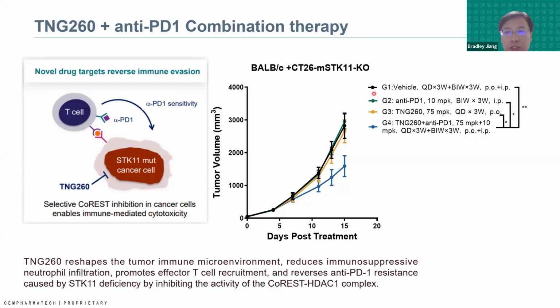We administered anti-mouse PD-1 and TNG216 alone and in combination in BALB/c mice inoculated with CT26 STK11 knockout cells, and the results show that there was no response to the monotherapy alone, but the combination treatment exhibits significant anti-tumor efficacy.